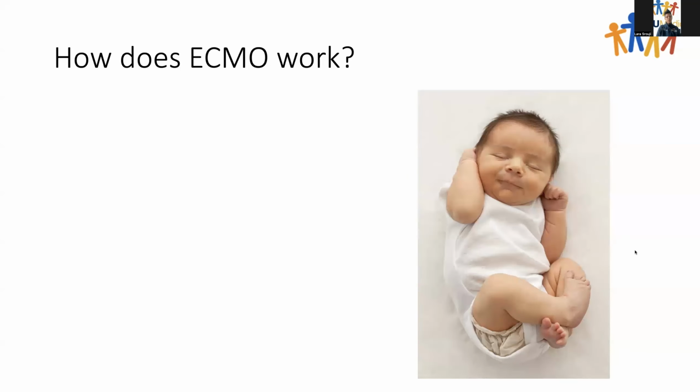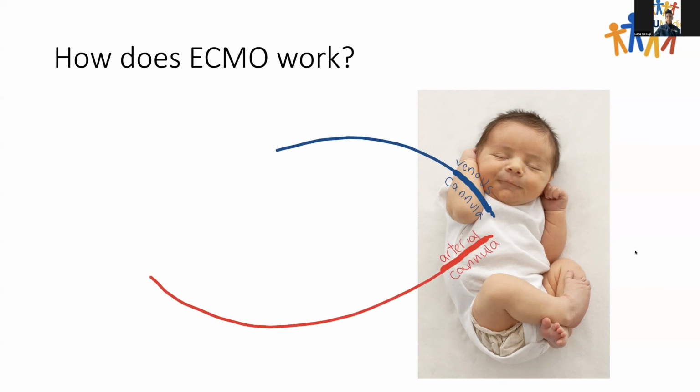What are the components and how does it work? Cannulas drain the blood from the patient and return it. There's a venous cannula and an arterial cannula. This is the pump. It pushes the blood forward.